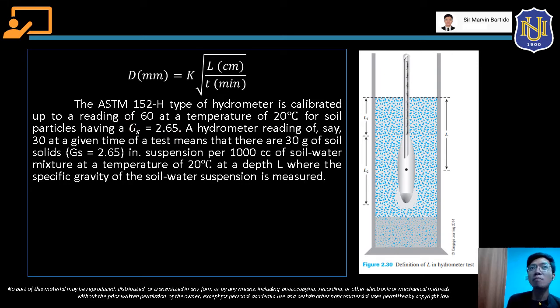And also class, isa pa sa mga factors that affect the reading is yung tinatawag nating dispersing agent. So yung dispersing agent kasi class yan ay chemical class na inihahalo natin dun sa soil sample natin. So may effect siya. So yung dispersing agent na inihahalo natin dun sa soil sample natin, yung purpose niya class is para maging maayos yung separation nung mga particles natin na hindi siya magdikit-dikit, maghiwa-hiwalay siya.